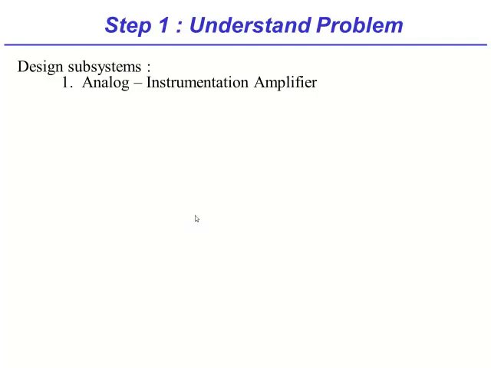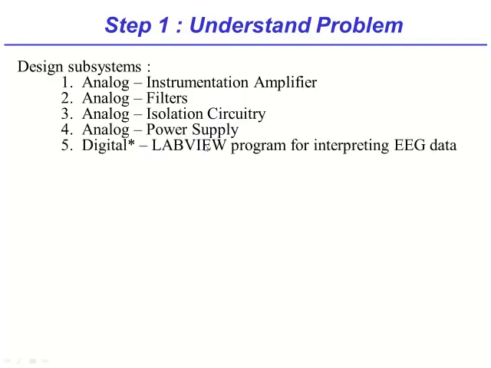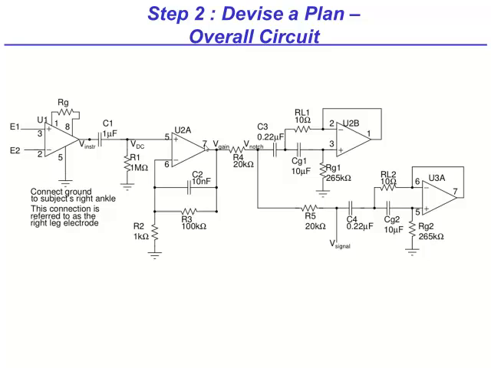Next, we'll add further filtering to the design. Specifically, we need to filter out 60 Hz, or 50 Hz if you're in Europe, noise. We will need isolation circuitry for safety and also a standalone power supply. Finally, we will use a digital backend for post-processing EEG data. This LabVIEW program will be provided to you and is courtesy of Winthrop Williams. Now let's look at the overall circuit and then work through each system individually.